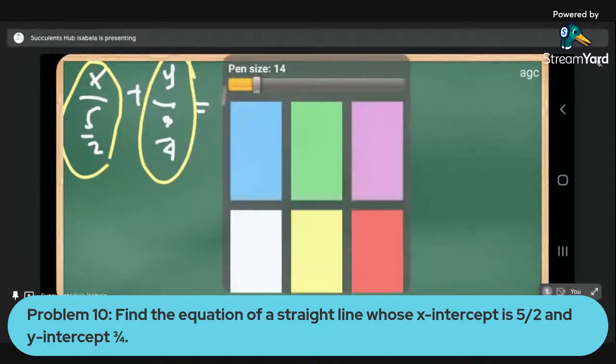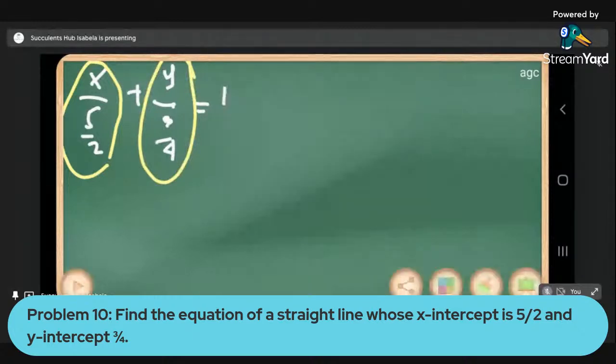Bahala kayo kung paano nyo isi-simplify or anong uunahin nyo. So this will become 2x over 5. Of course, you know that, when you're dividing fractions. So you have this will be 4y over 3 is equal to 1.